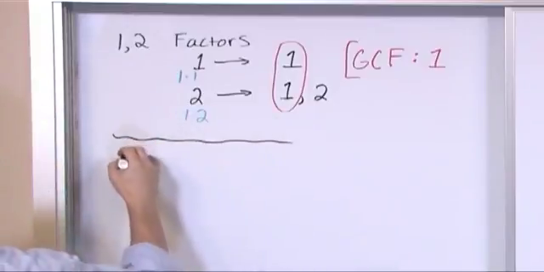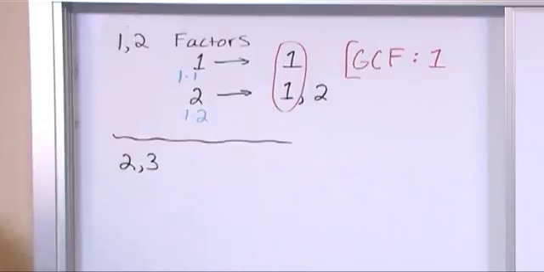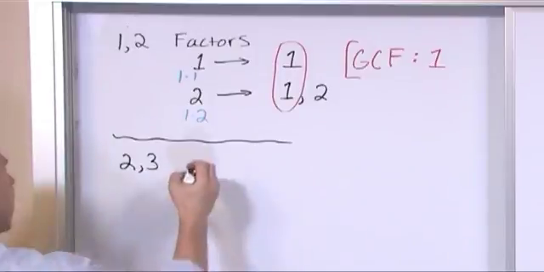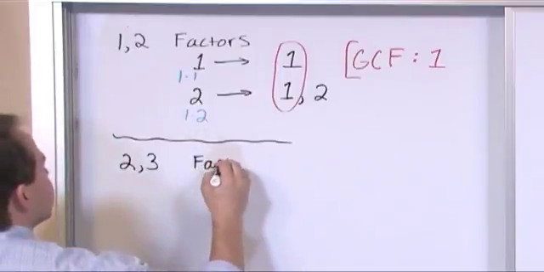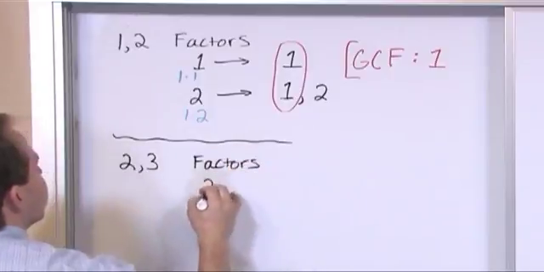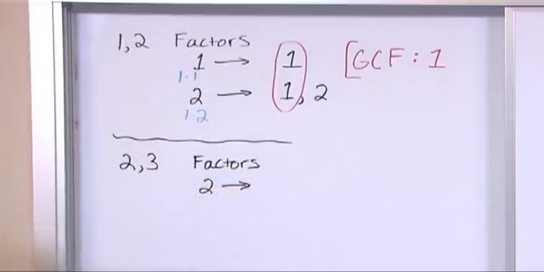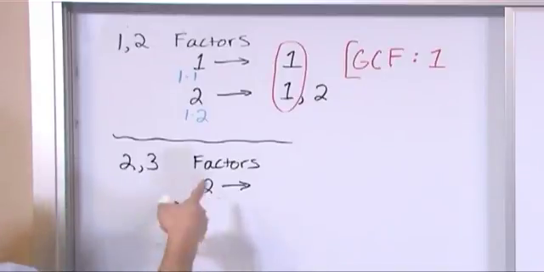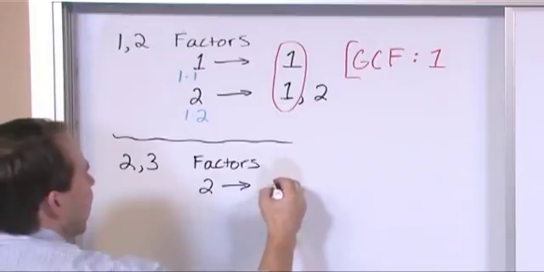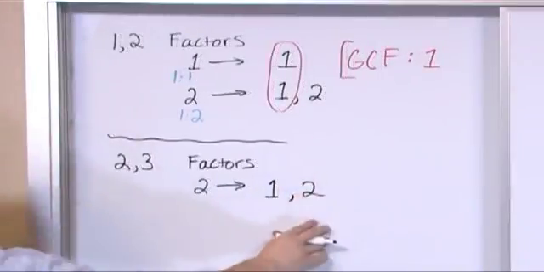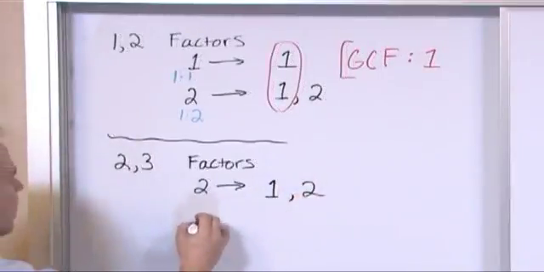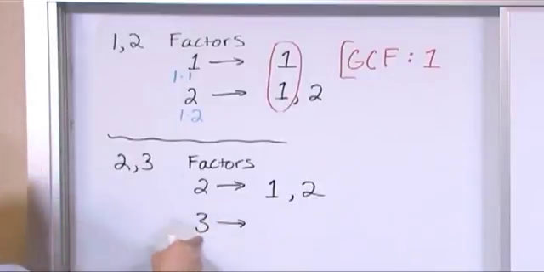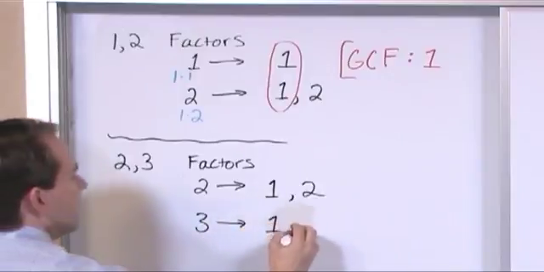All right, what about 2, 3? Here's two different numbers. And let's go ahead and write the factors for the number 2. In other words, what can divide into the number 2? The only numbers that can go into this are the number 1 and the number 2. So we have that list. Number 3, let's list the factors there. The only numbers that can divide into 3 are 1 and 3.